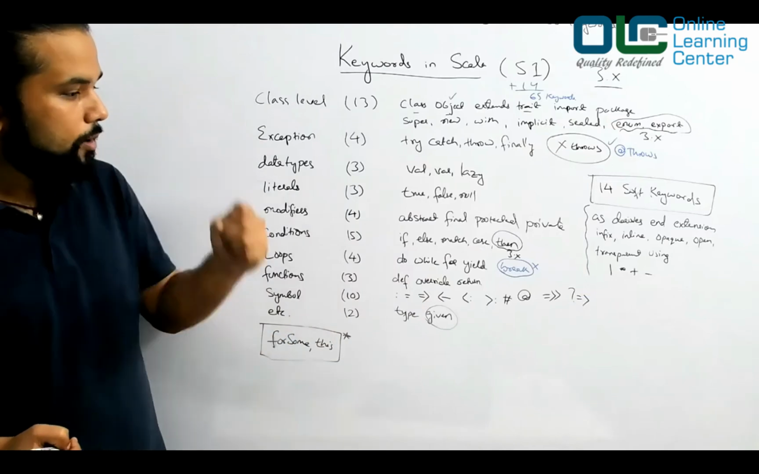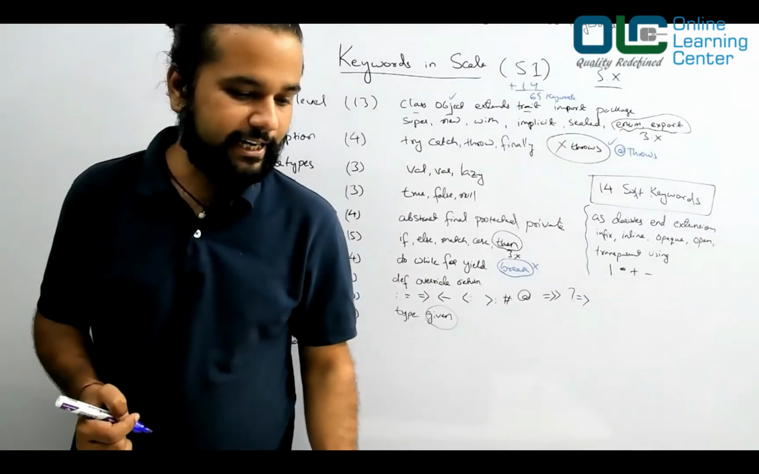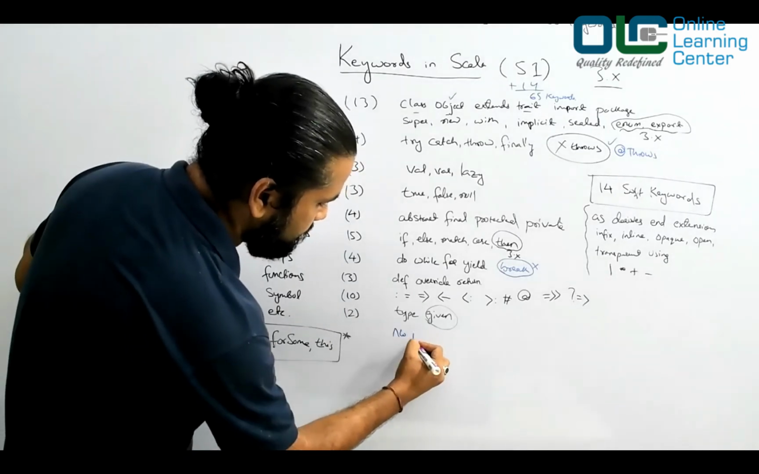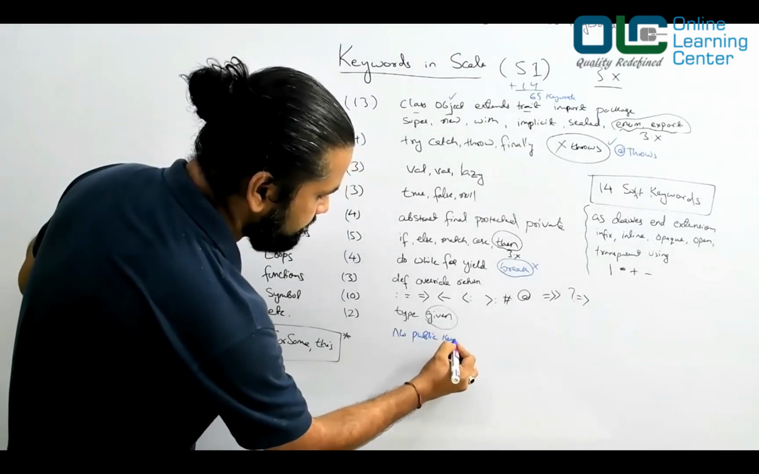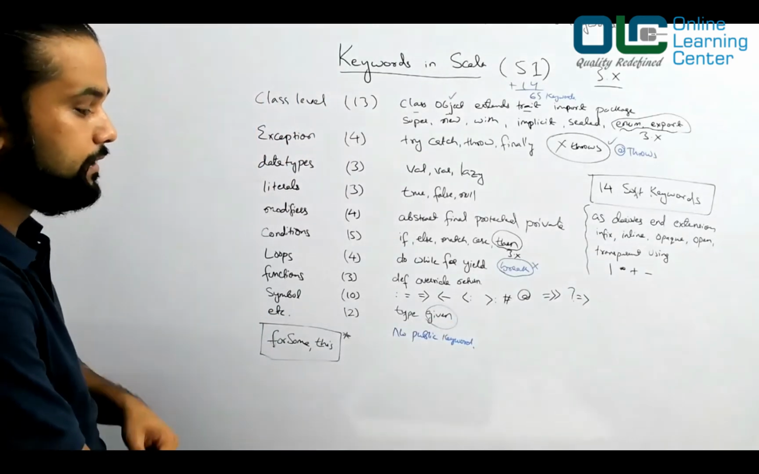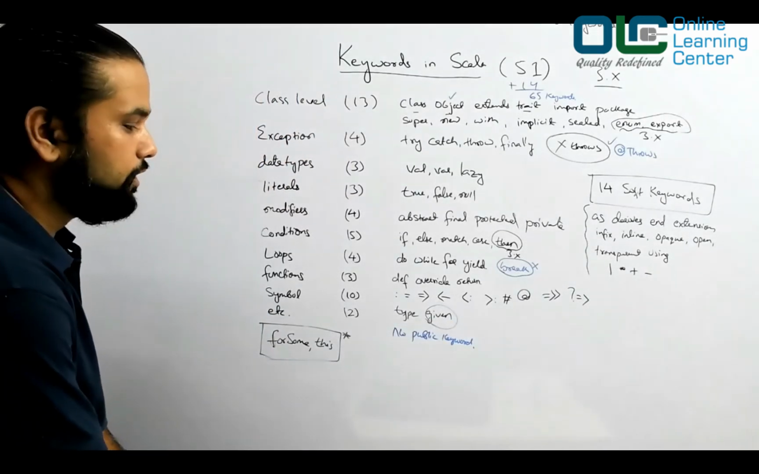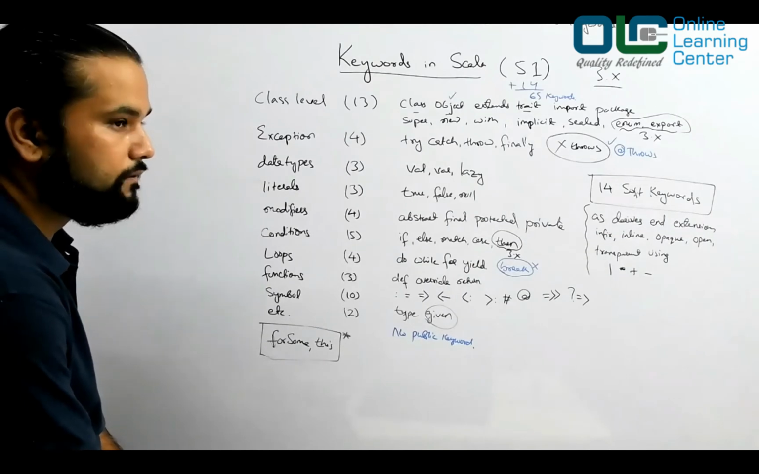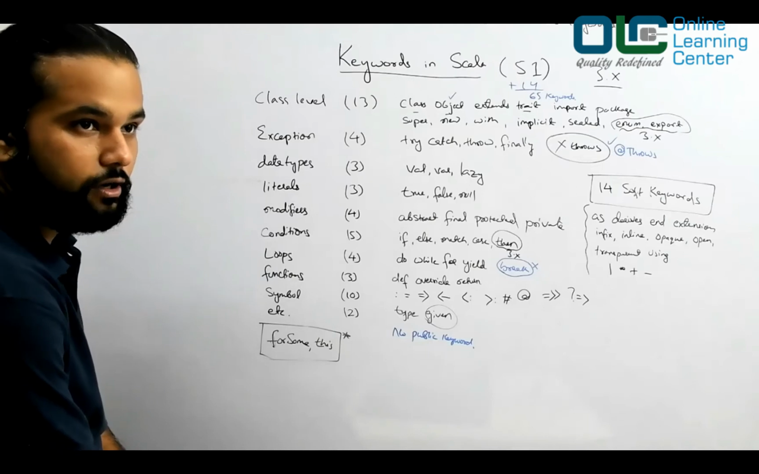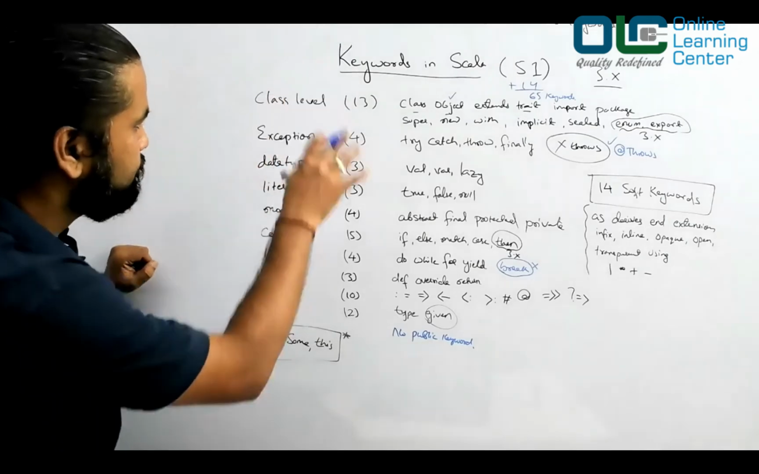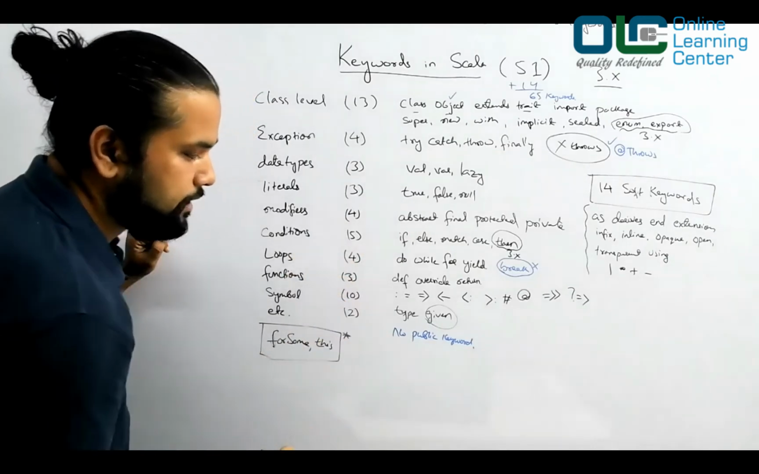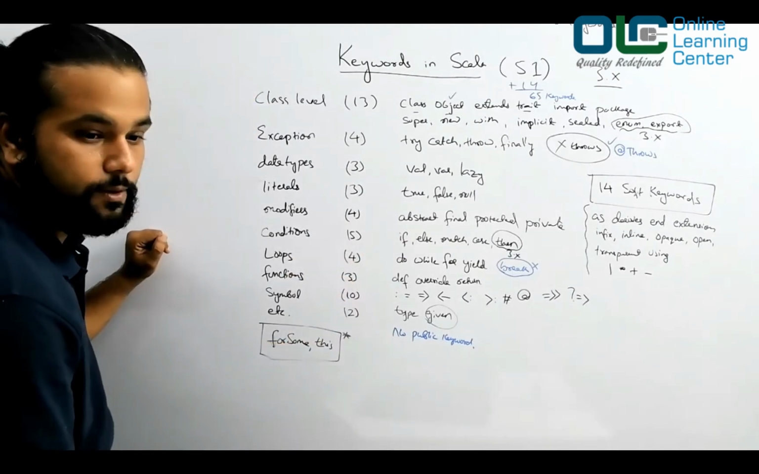Now a couple of things I want you to understand. There is no public keyword in Scala. Like in Java, you have a public class, and by default, if you don't specify anything in Java, they take the access specifier as default or no access. But you do not have such a concept in Scala. Whatever class you define, by default it will be treated as a public class.